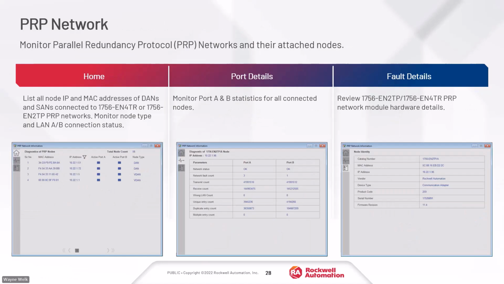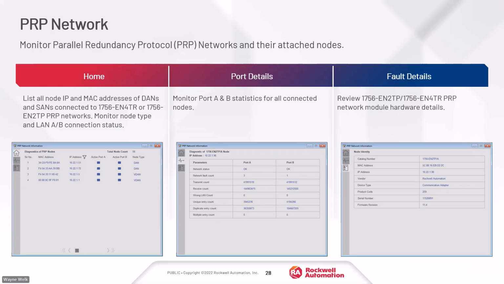All right, lastly, PRP again. So the network object library, PRP faceplate, also takes information from the controller to the HMI. So again, just like before for the device level ring, we have the home page, which shows us our IP and MAC addresses, our LAN connection statuses, and the port details tab can give you more detailed information on port A and B statistics for each node, as well as we can get fault information and hardware and fault details.